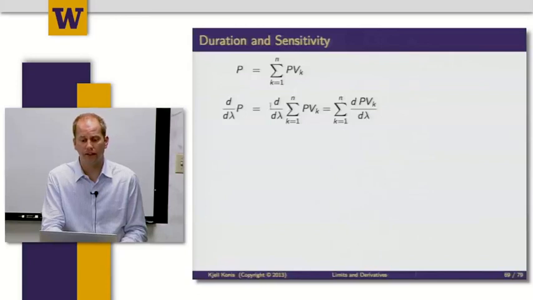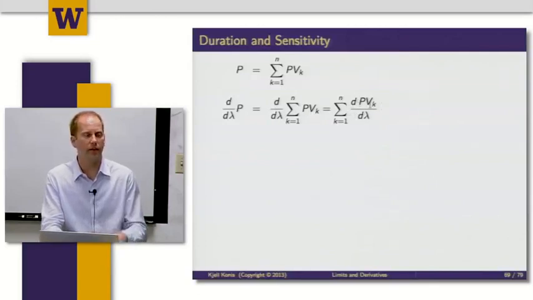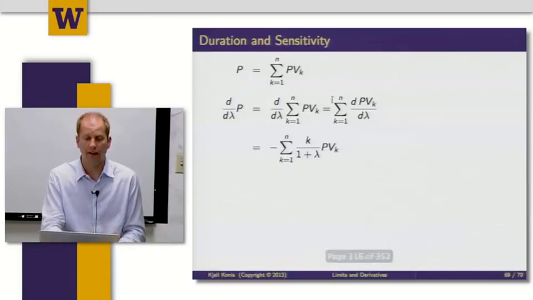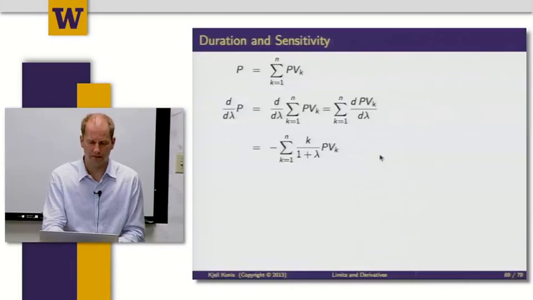So the derivative of a sum is the sum of the derivatives. And we've already computed this. This is what I just did on the last slide, the derivative of the present value of the kth payment with respect to lambda. And so I'm just going to plug my formula from the previous slide in here. And I get this guy.